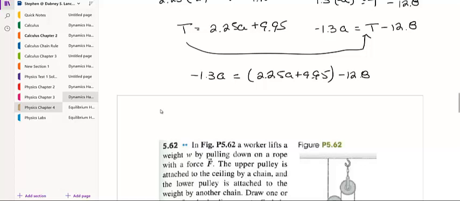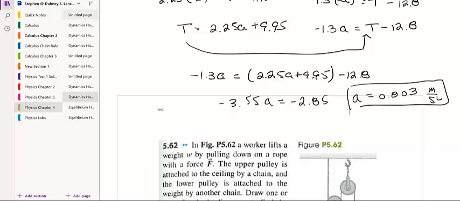So if we subtract 2.25a from both sides and combine the terms, we'll get negative 3.55a, and then we have 9.95 minus 12.8, which is negative 2.85. And if you solve for a, you'll get an acceleration of plus 0.803 meters per second squared. Okay, so that's the acceleration.